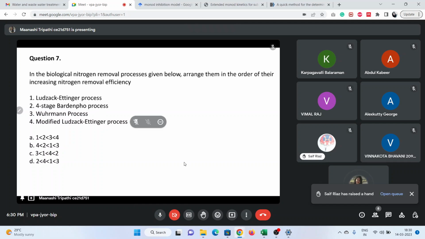Okay, we'll see the solution for this question. The sequence is 3142. As I've told, this is more memory-based, so there is not much explanation. All these processes have basic principles that you might have studied in your lab, in your course. So we'll move forward.